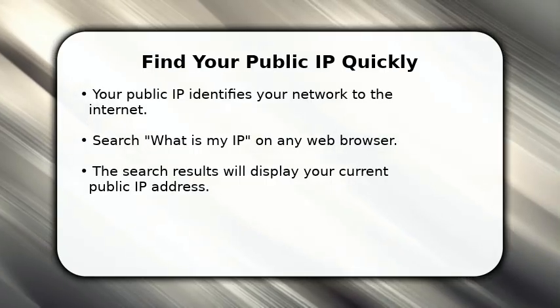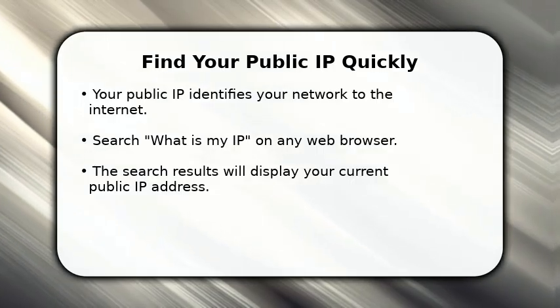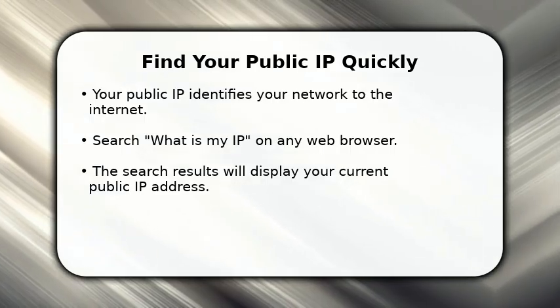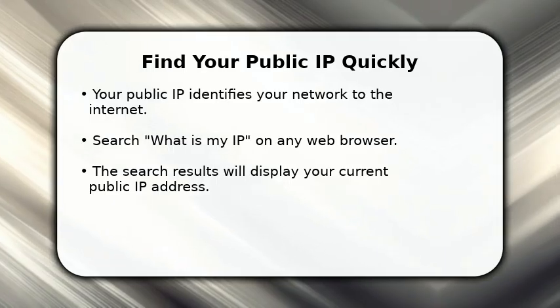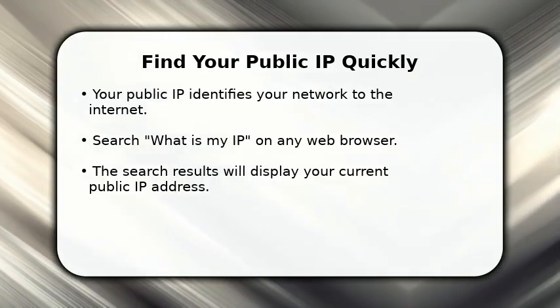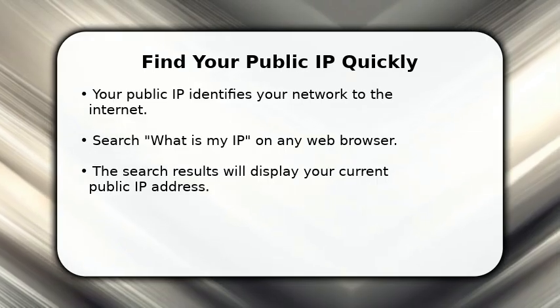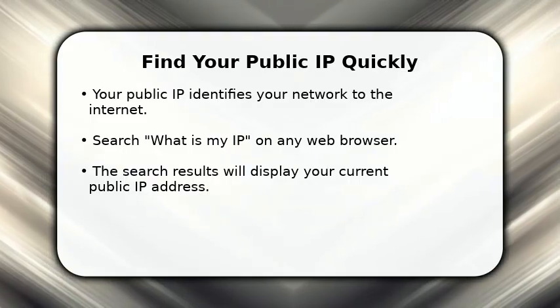In this video, I will explain how to get your public IP address. First, open your preferred web browser, like Chrome or Firefox. In the search bar, simply type the phrase "What is my IP?" and press enter. The very first result, often at the top of the page, will clearly show your public IP address. This is the quickest and easiest method to find it without any special tools or software.